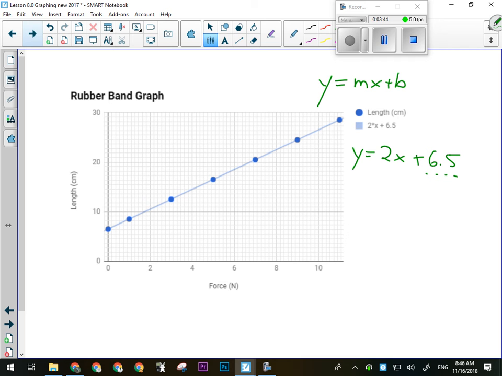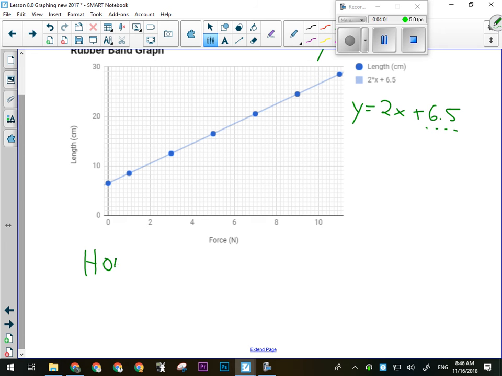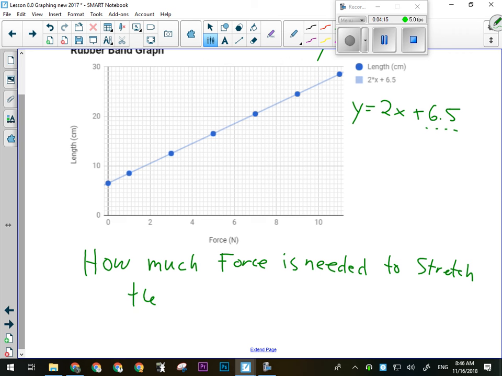Now, let's say that I want to calculate how much force would be required to make this rubber band 40 centimeters in length. I want you guys to try that calculation right now. How much force is needed to stretch the band to 40 centimeters? I'll give you a minute on that one.